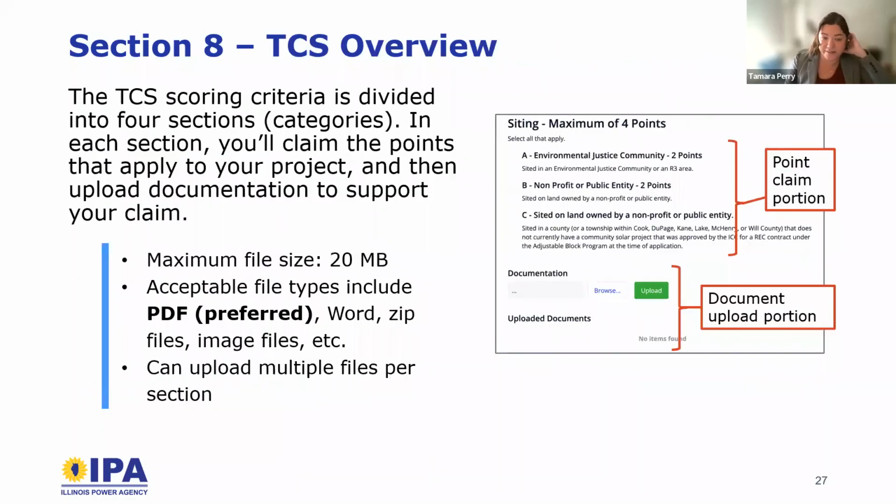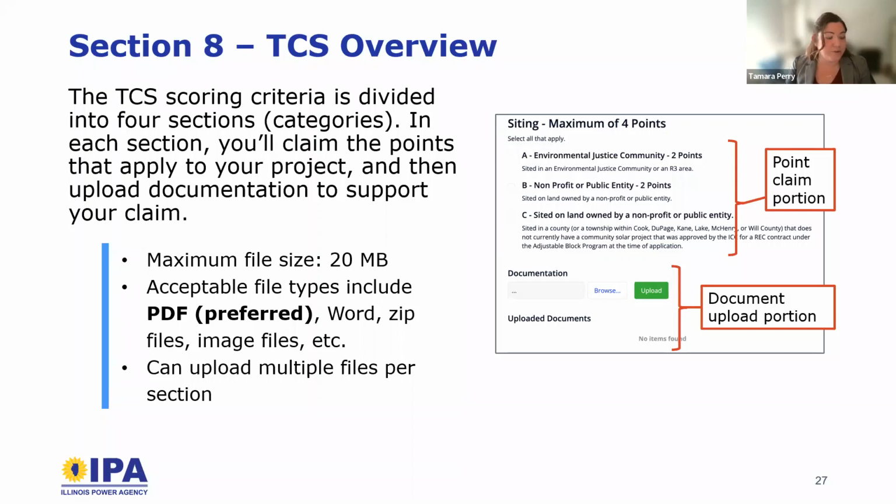So once you click on the section, what you're going to see, which is a little bit of a screenshot here on the right-hand side, you'll see that the TCS section is divided into 4 distinct areas that mirrors the categories that Audrey just discussed. Each section will either have checkboxes or radio buttons where you can select points that you're intending to claim, as well as a document upload section for each portion of the TCS scoring criteria. Each section also has the point allocations for each selection for reference. You'll have that easy to use.